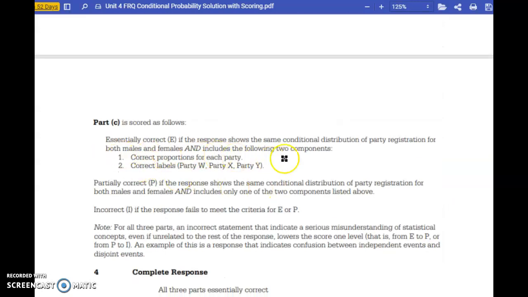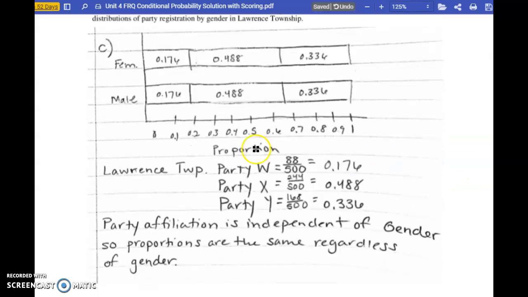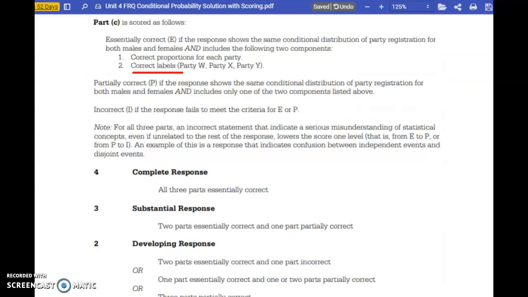And includes the following two components: correct proportions for each party. I have that. And correct labels. That's where I'm going to lose points. I labeled it down here in my calculations. I'm not sure if that's enough. I probably should have put W, X, and Y in each of these bars. So I think I would have been partially correct, which is better than nothing.